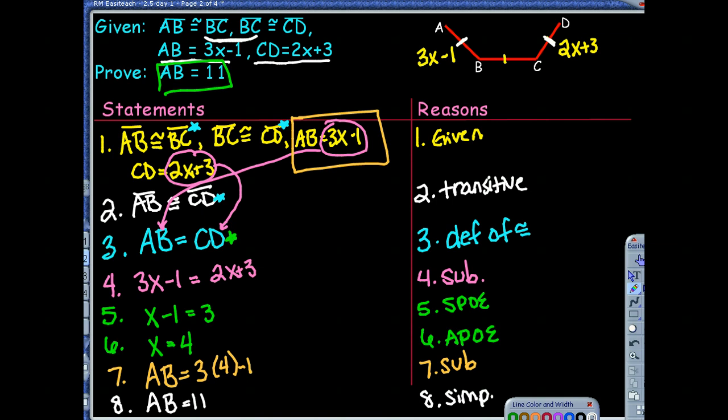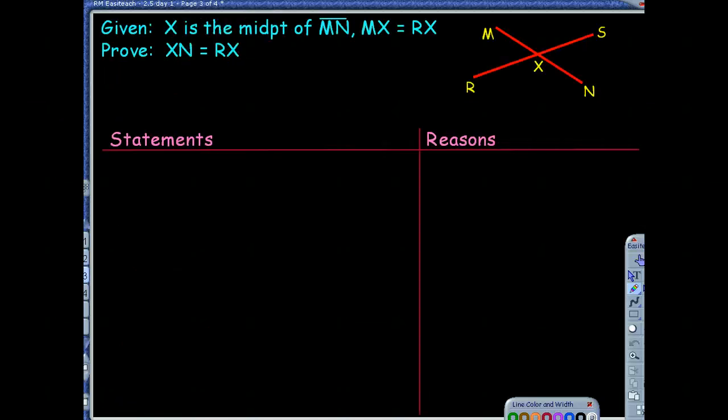And simp is okay for simplifying. Perfect. For that too. All right. Notice, guys, that on that one, you do need to make sure that your final statement is that AB equals 11. But I couldn't have just said in step 7 that AB equals 11 until I showed that I substituted that in. That's important. All right. Next example.